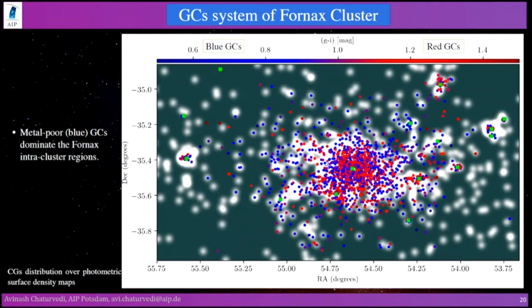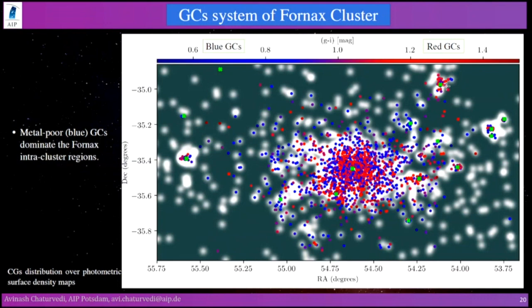The visual impression from this is that in the outer regions, you see more blue dots. So basically in the Fornax intracluster regions or the substructures, we find that these are dominated by the blue globular clusters, which are the metal poor globular clusters. And in the central regions of the individual galaxies, we find that the red globular clusters are concentrated.